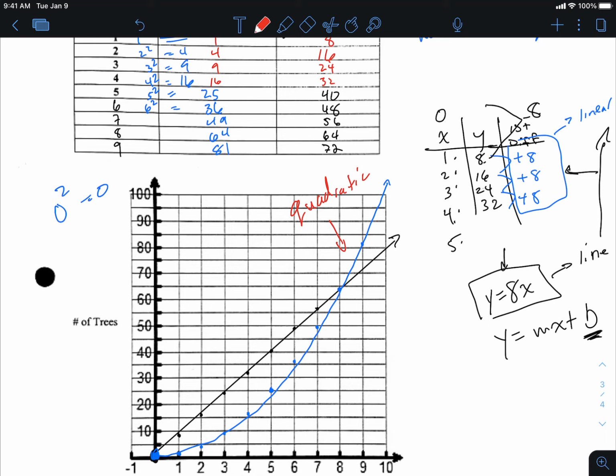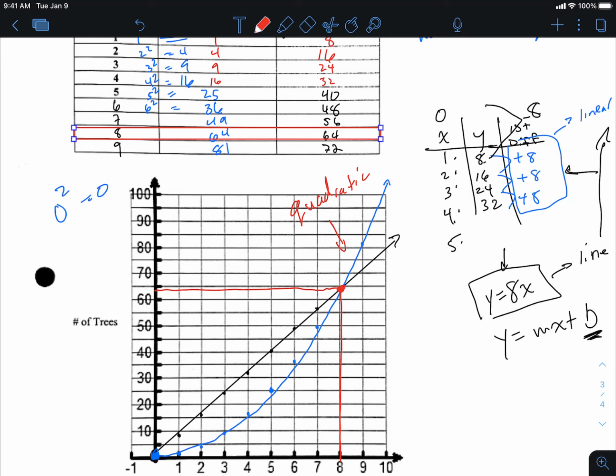You guys can also answer one of the questions that we asked from the very beginning. When are the number of trees equal? When are they equal? That's like the point of intersection between these two graphs. Where do these cross? Right here. What is this point? 8 and 64. How do I know it's exactly 8 and 64? Because if I look at stage 8, both number of trees are 64.